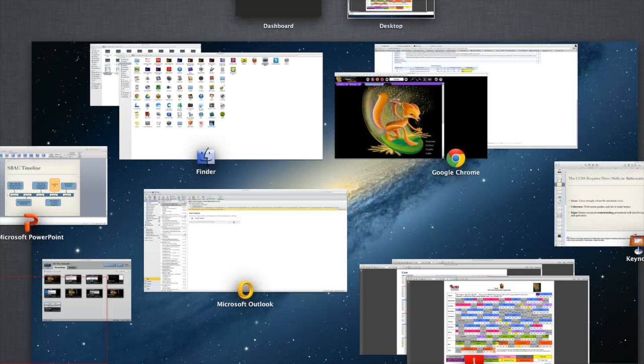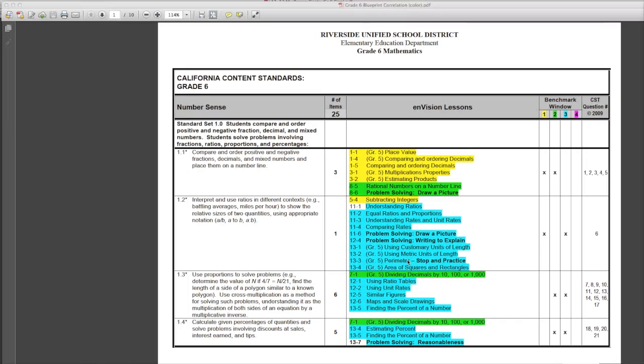Next thing we want to take a look at is our blueprint correlation guide. We introduced this last week. If you're not sure how to use this or how to read this, you can look at last week's video to get some hints about how to navigate this document. Looking at this document again, we're going to try to find out where topic 13 falls in the standards, and you'll see 13 a few times here on the first page.